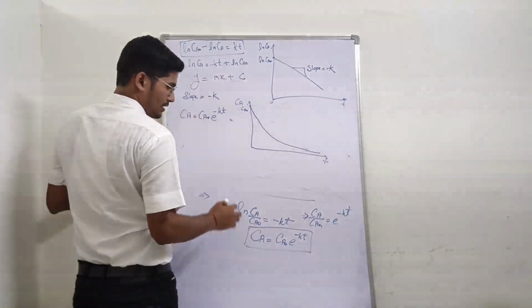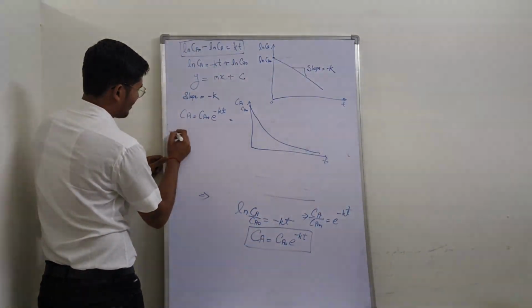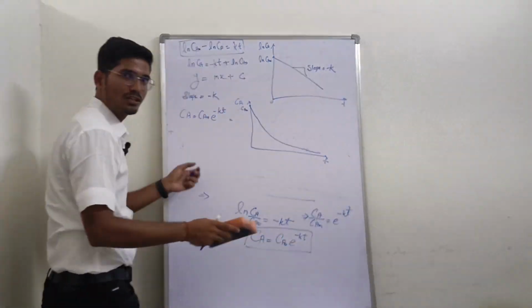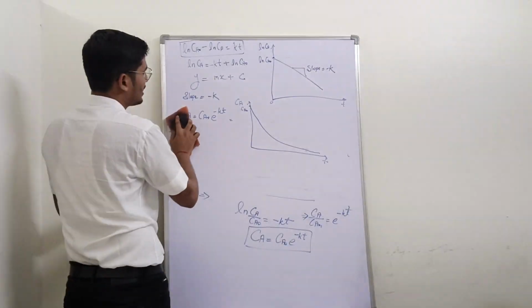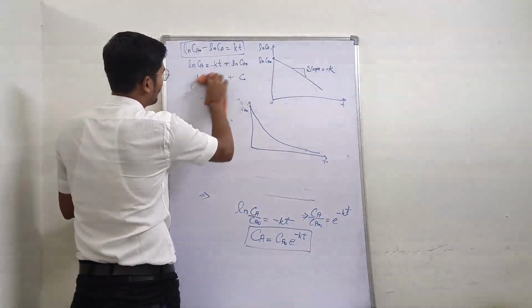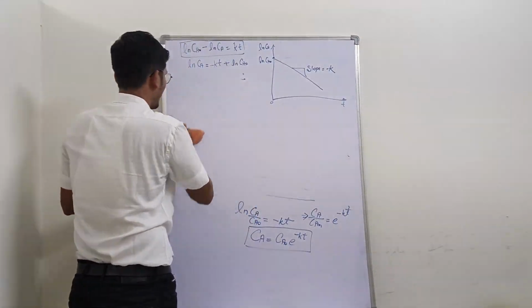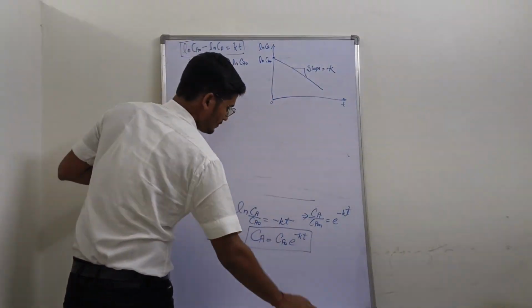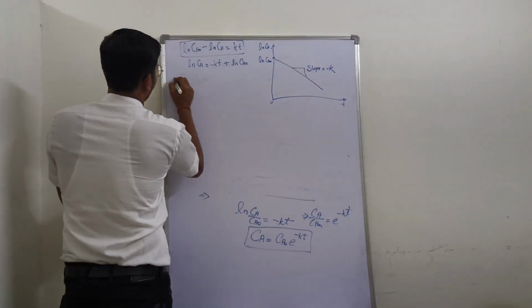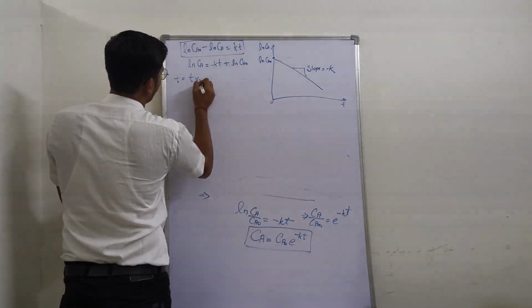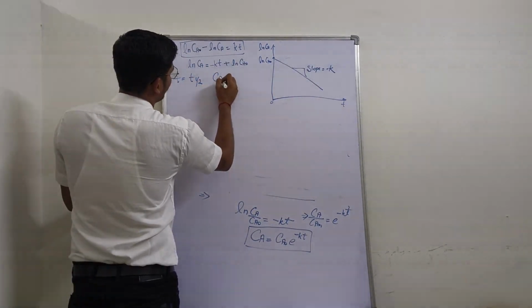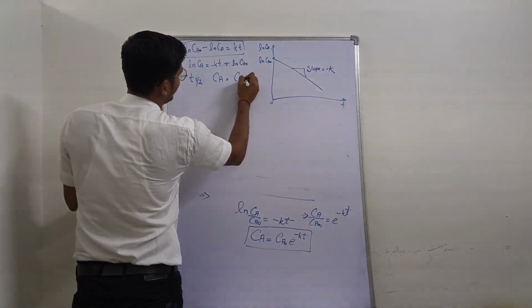Now let us quickly talk about the half-life and full life. There is no full life, because a first order reaction never gets completed. So we can never say that this is the full life of the reaction. There is no such term for a first order reaction. So let us discuss half-life. At t equals t half, the Ca concentration becomes half of the initial.